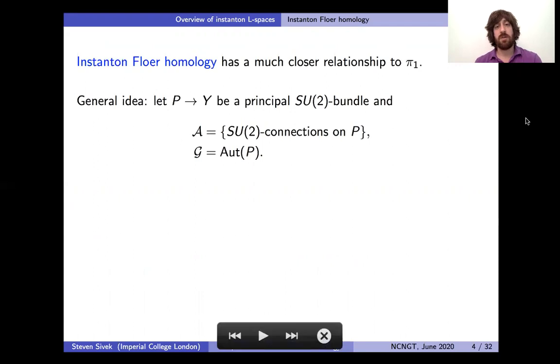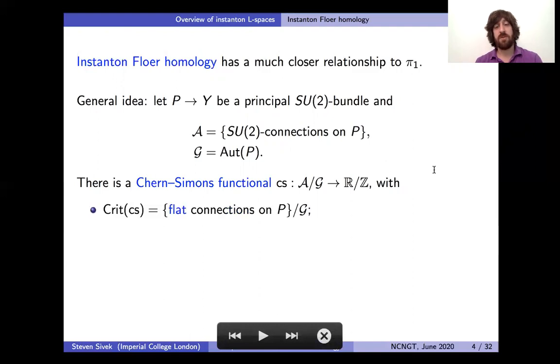So the general idea is we take a 3-manifold Y and a principal SU2 bundle P. There should only be the product bundle up to isomorphism, but that's just to give it a name. And we let script A be the set of SU2 connections on this bundle, and script G, the gauge group, be the automorphisms of this principal bundle. Then there's a Chern-Simons functional CS on the quotient A mod G. It's circle valued, it takes values in R mod Z, and it has the following interesting properties from the perspective of Morse theory. One is that the critical set is identified with the flat connections on P, up to gauge, up to automorphisms.